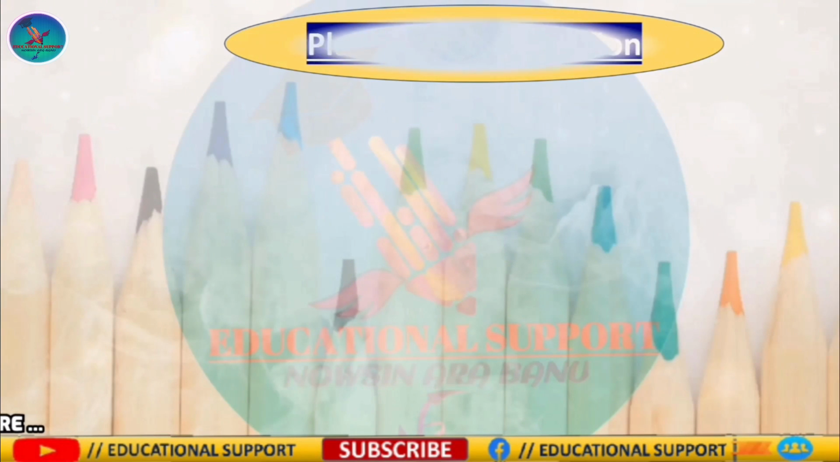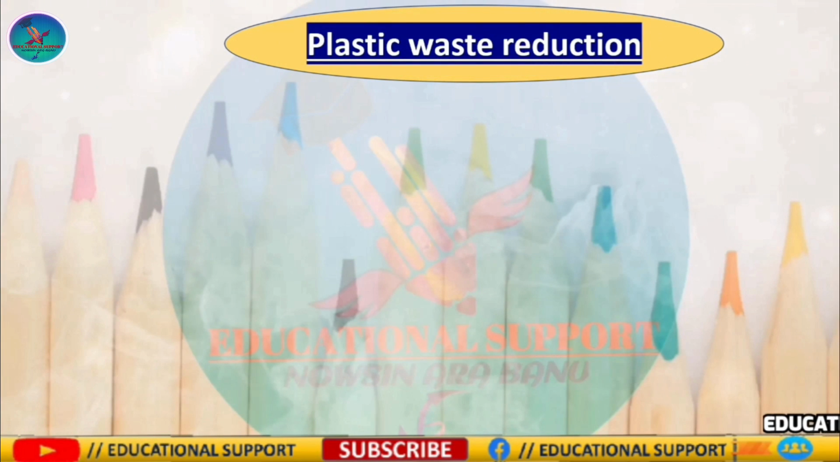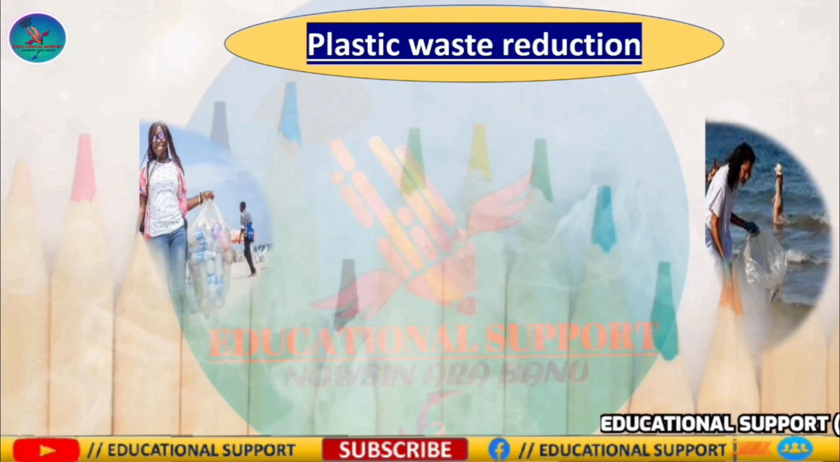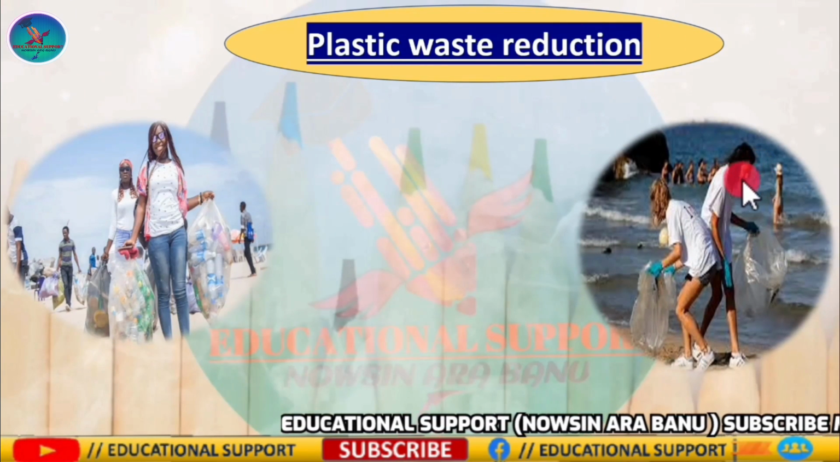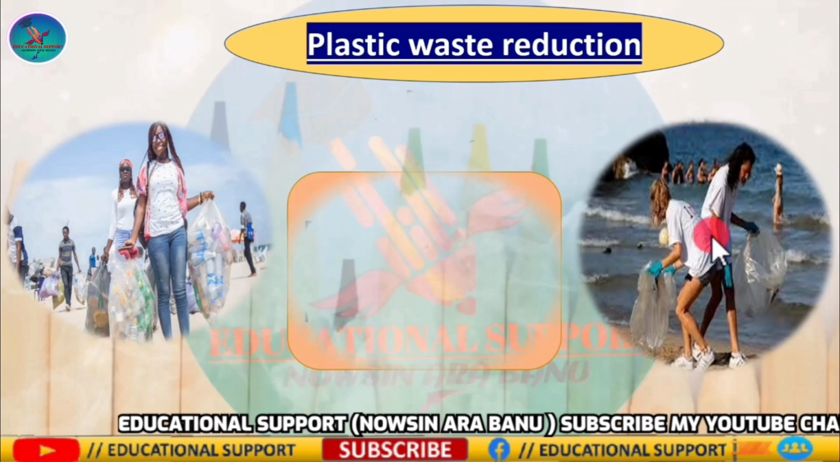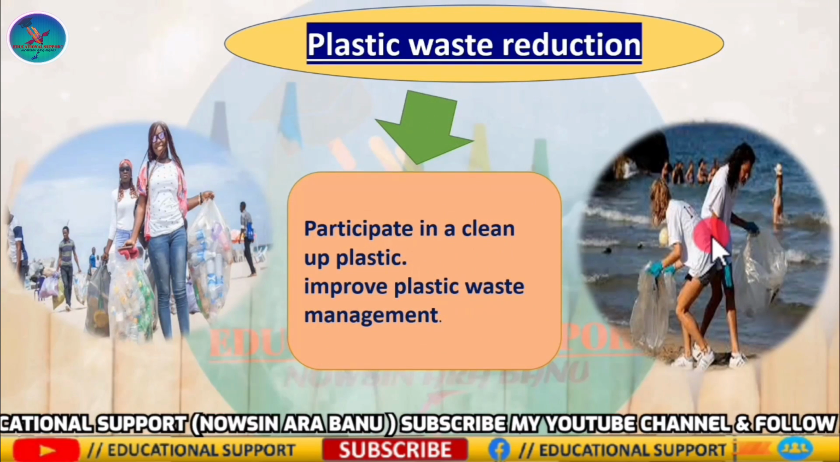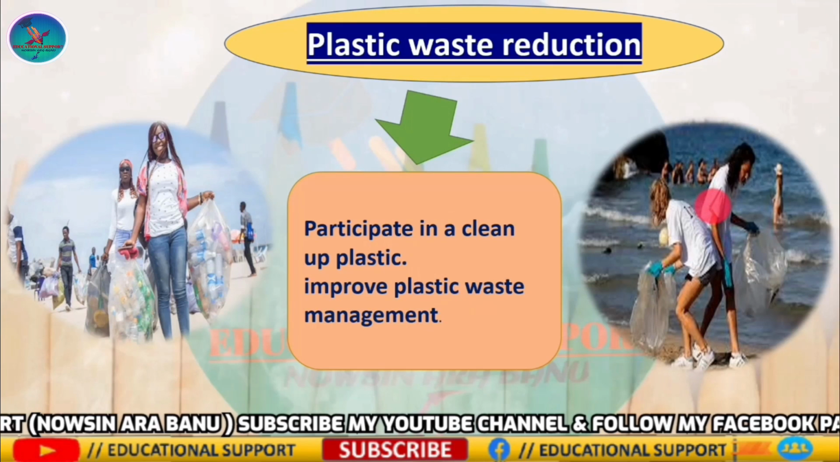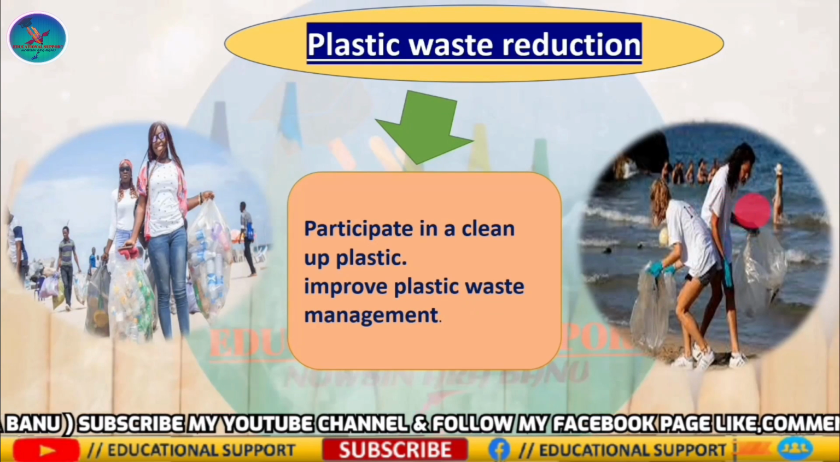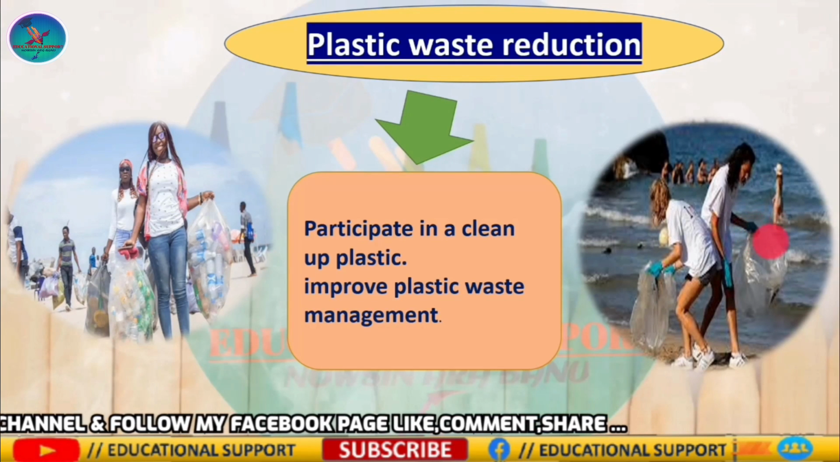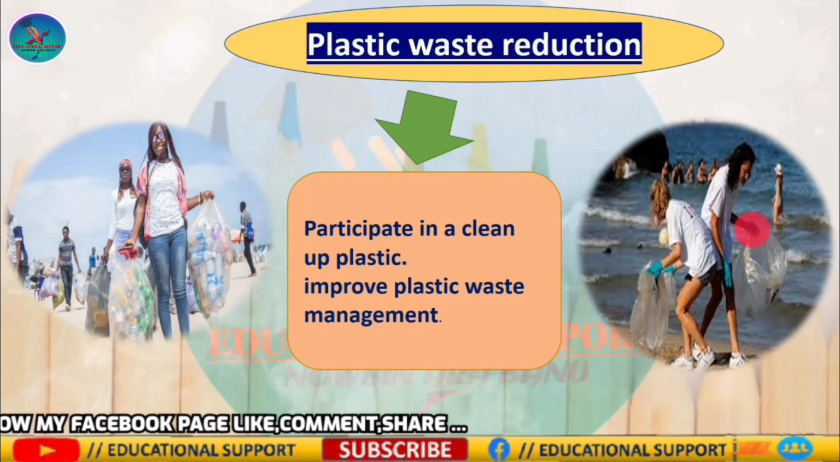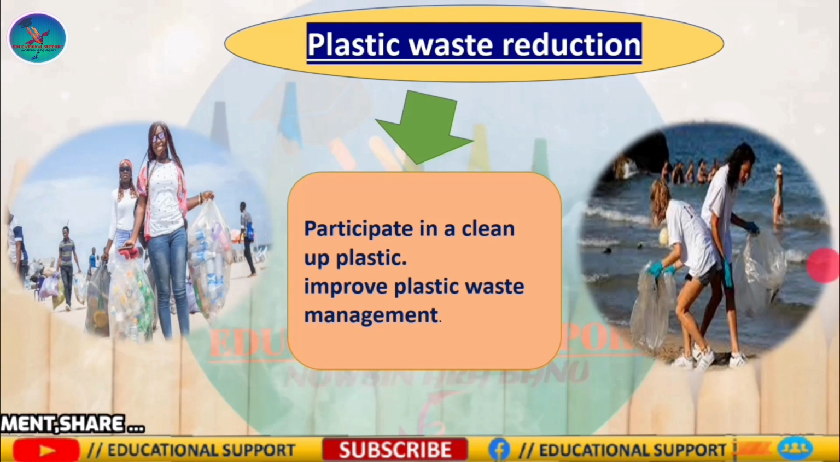Number 5 is plastic waste reduction. Participate in a plastic cleanup. 80% of plastic in our oceans is from land sources. In order to reduce the amount of plastic entering our ocean, we need to both reduce our use of plastic globally and improve plastic waste management.